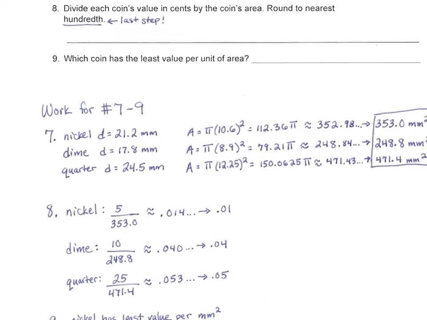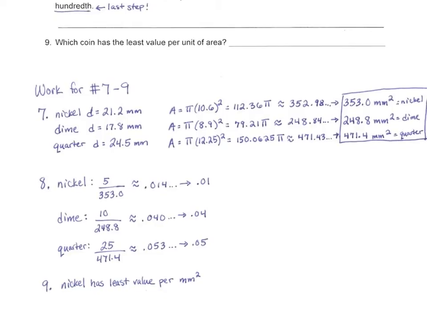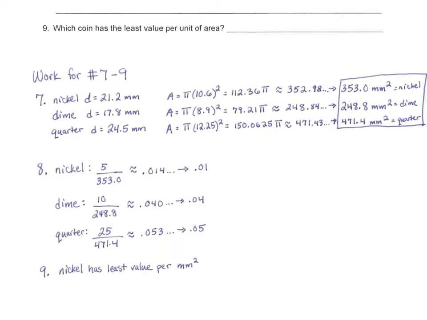For number 7, we have our nickel, our dime, and our quarter listed here. The diameters are listed. And here's my pi r squared equations. But notice every time we're substituting my radius, I've cut the diameter in half. So there's the 10.6, there's the 8.9, and there's the 12.25 that are being substituted in.